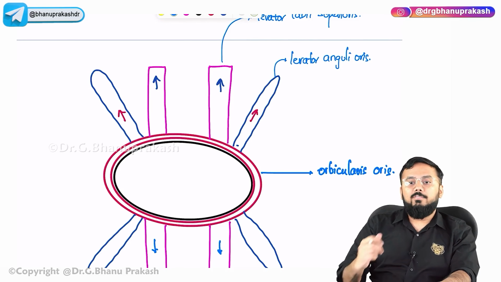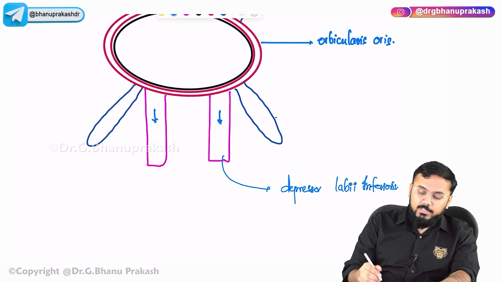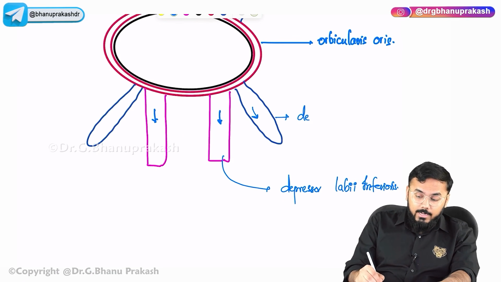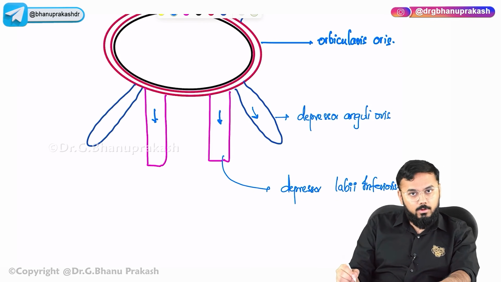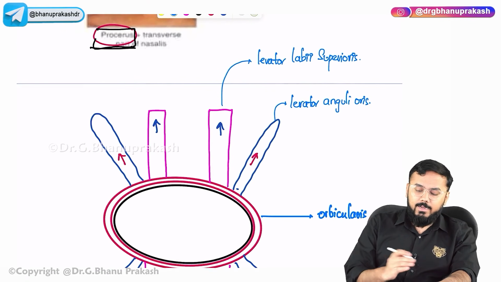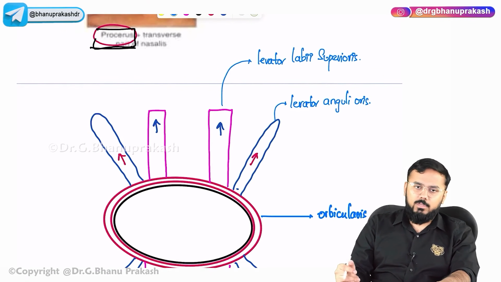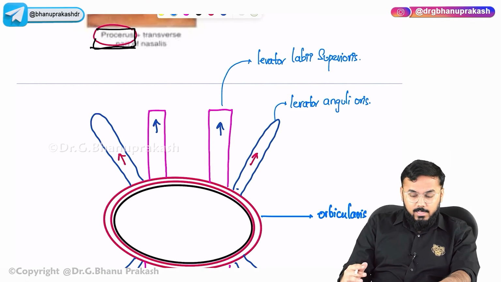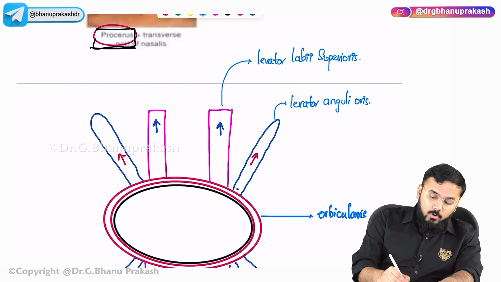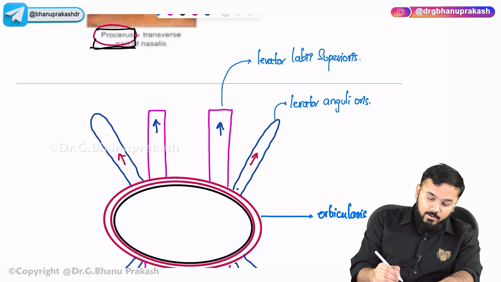If the same thing is happening down, because the arrows will be down, this is called depression of the angle of the mouth. So depressor anguli oris. So both of them, the right and left, are levator anguli oris and depressor anguli oris. More laterally, we have got two more muscles.